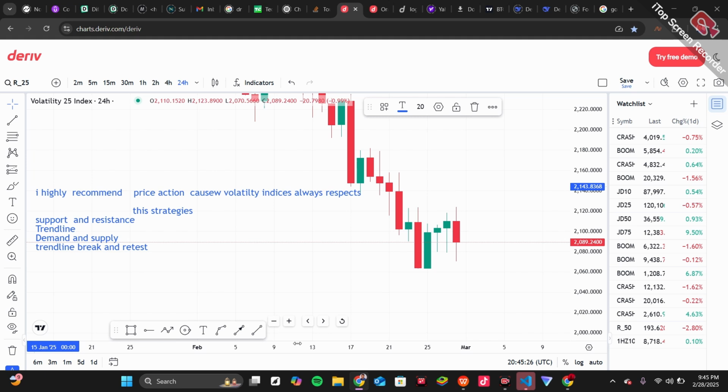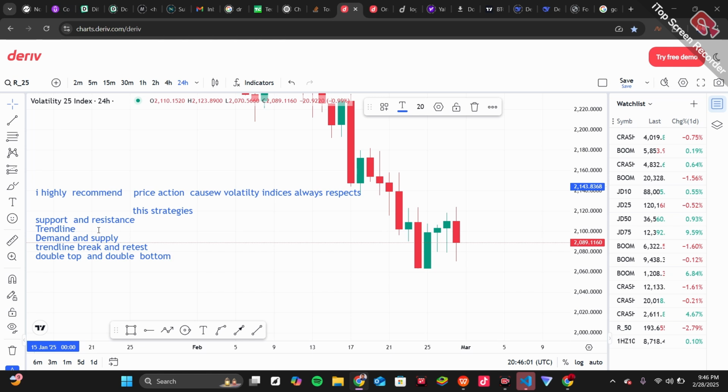Trend line break and retest. It works every time. And also we have the double top and double bottom. Okay, master these key strategies and practice it, then start trading. These are the basic simple stuff that works.